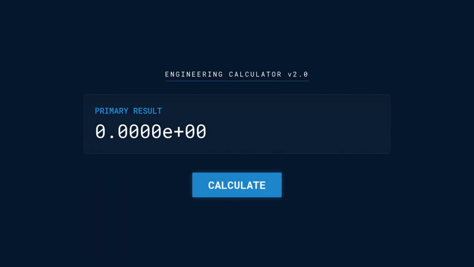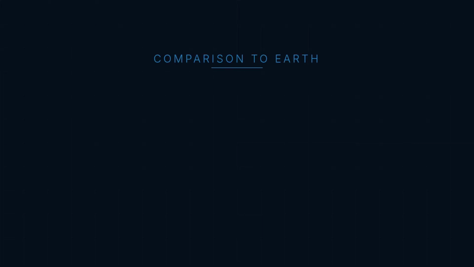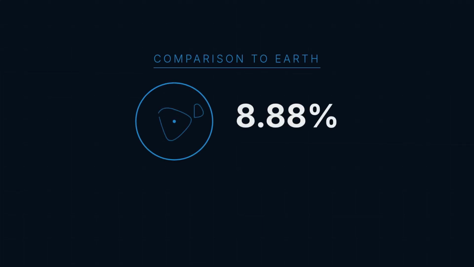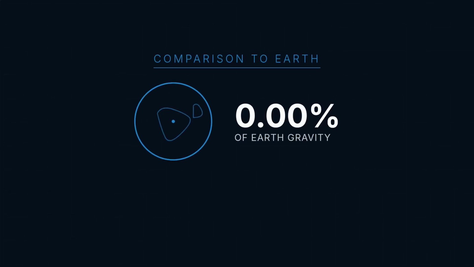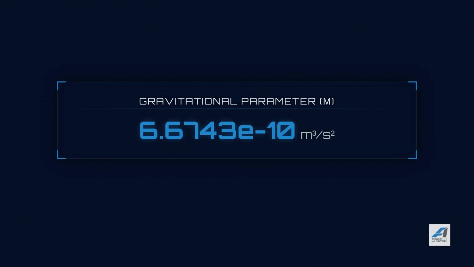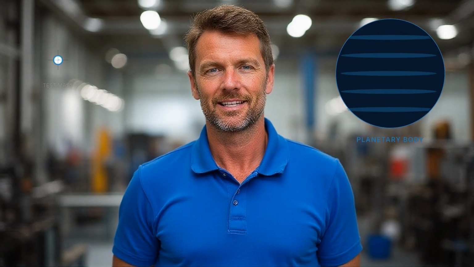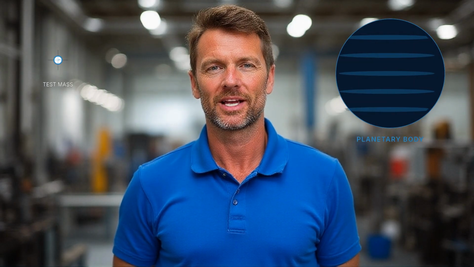After clicking Calculate, the primary result shows 6.6743 e to the power of 12 meters per second squared. The comparison to Earth indicates this is 0.00% of Earth gravity, essentially negligible. The gravitational parameter m equals 6.6743 e 10 cubic meters per second squared. The additional info confirms g equals 0.00 meters per second squared. These tiny values make sense given our small test mass compared to planetary bodies.